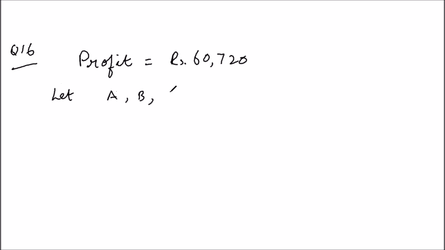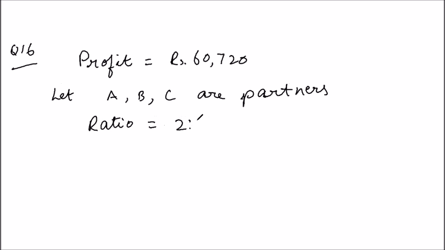Now question number 16. Total amount of profit is rupees 60,720. Let A, B, C are partners and the ratio of profit to be divided between them is 2, 3 and 7. So the sum of ratio is 12.